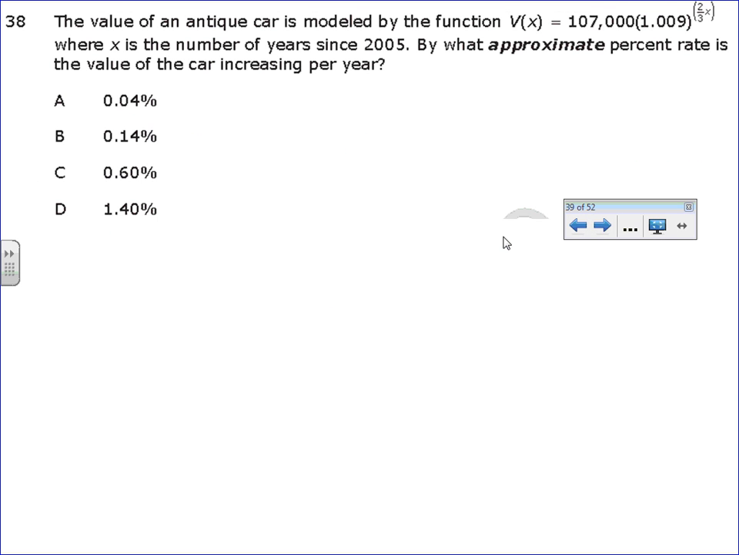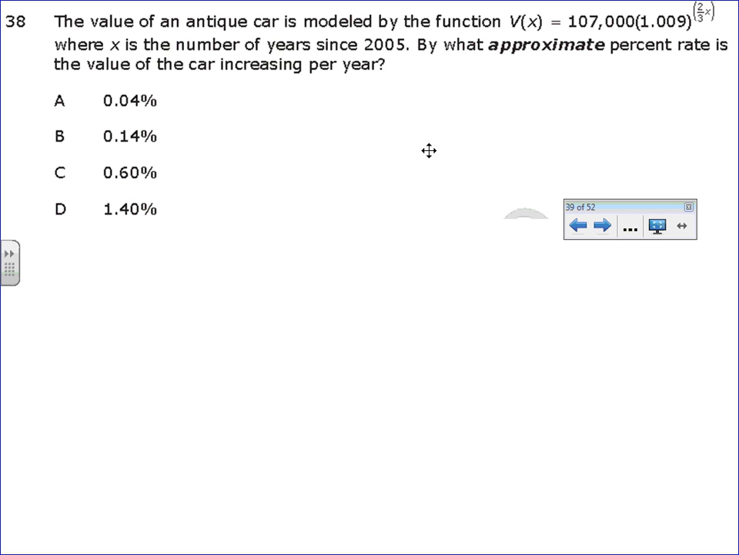Okay, for 38, we did not go over these specifically, so if you got this one wrong, definitely do not be upset with yourself. It's kind of a strange standard, and there's probably only going to be 1 or 2 of them, mainly one of these on the EOC.